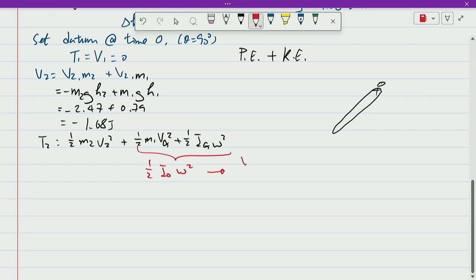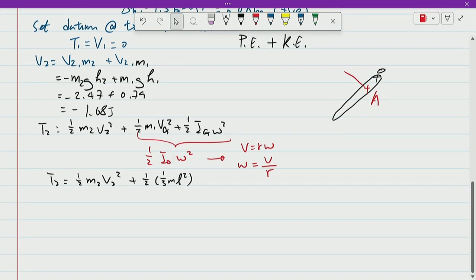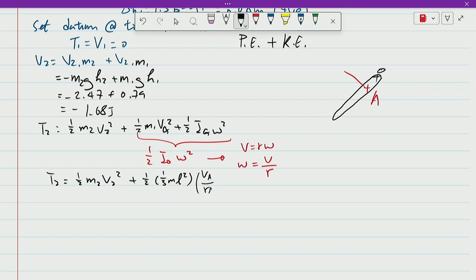Now, again, V is equal to R omega. Rearranging, we get omega is equal to V divided by R. It's mounted at point A, the rope. So we're going to have half m V2 squared plus half I naught omega squared, where I naught is 1/3 m l squared. Again, the length is the whole length of the rod. And then for omega, we're going to write VA divided by RA, squared.